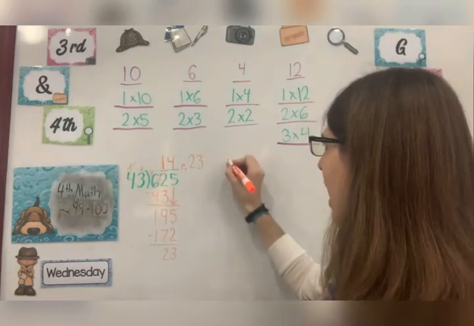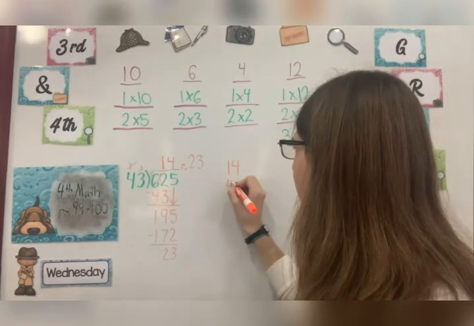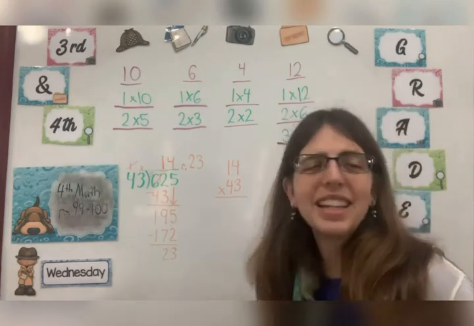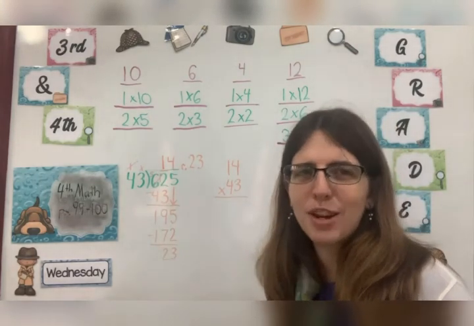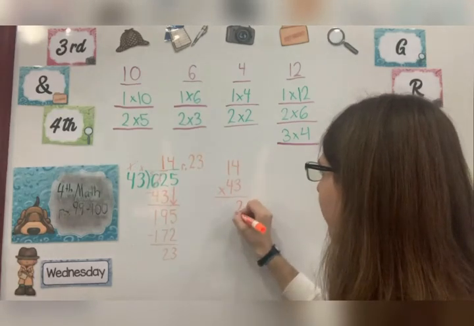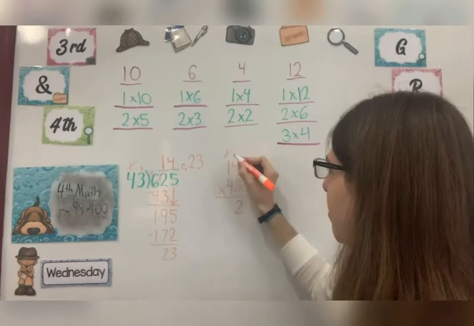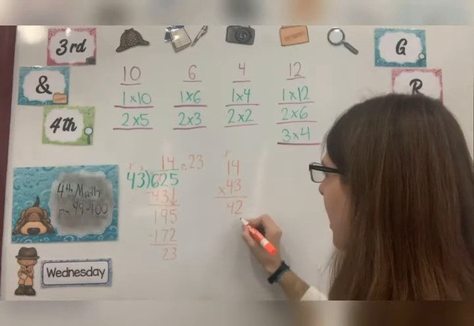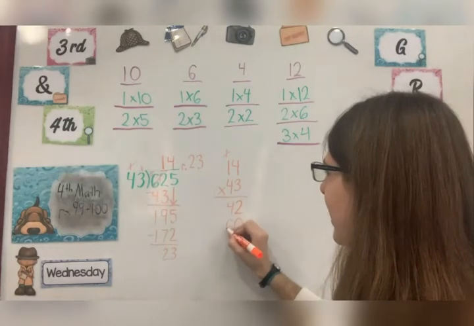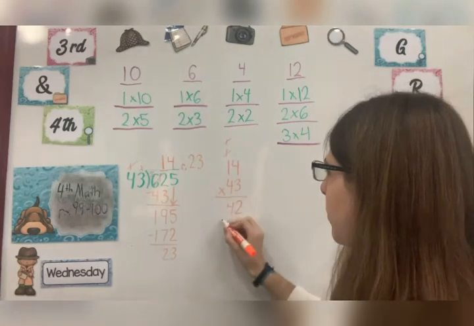Now to check, I multiply my answer by my divisor. So I'm going to multiply 14 by 43. And it doesn't matter which number is on the top and which number is on the bottom. 3 times 4 is 12. Carry my 1. 3 times 1 is 3, plus 1 is 4. Now I can't put a number here, I have to move over. 4 times 4 is 16. Carry the 1. 4 times 1 is 4, plus 1 is 5.